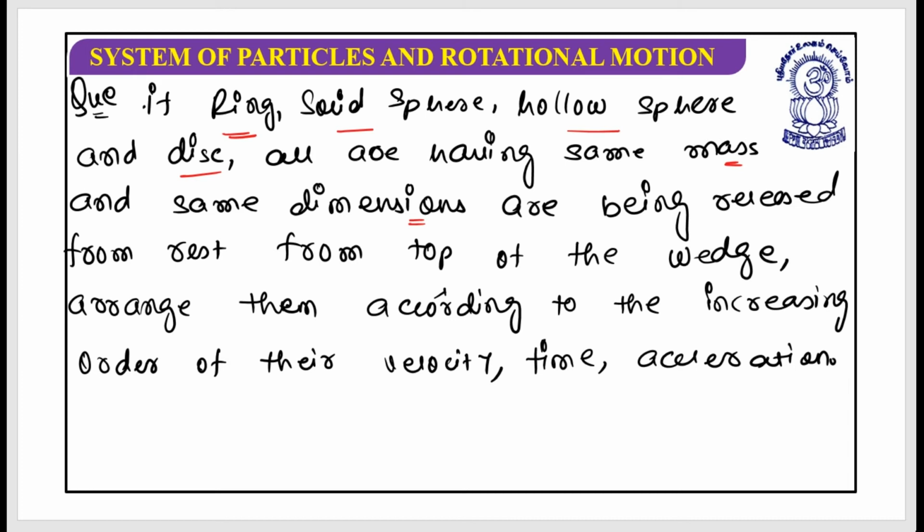So they say to arrange them according to the increasing order of their velocity, time, and acceleration. Yes, so let me mention it: the wedge has friction. Now what am I supposed to do, what can be done?